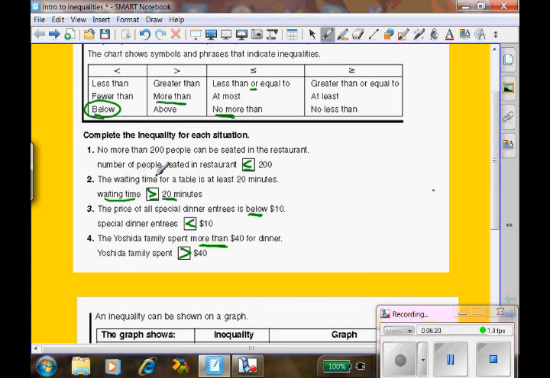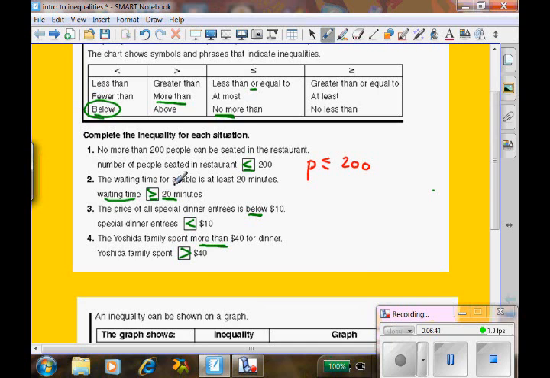So we'll say the number of people seated in the restaurant. We're going to say P for people. P stands for the number of people seated in the restaurant compared to 200. And it's going to be the same situation. The number of people seated in the restaurant has to be less than or equal to 200. So it's 200 or less.